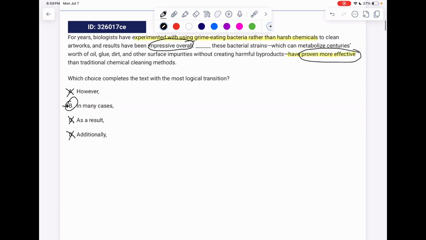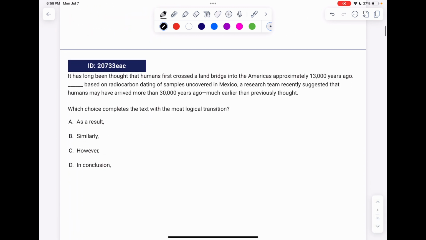Let's look at the next one. It has long been thought that humans first crossed a land bridge into the Americas approximately 13,000 years ago. Blank, based on radiocarbon dating of samples uncovered in Mexico, a research team recently suggested that humans may have arrived more than 30,000 years ago, much earlier than previously thought. So let's see which choice completes the text with the most logical transition. Let's not look at the answer choices just yet. Let's see if we can anticipate their relationship, okay?